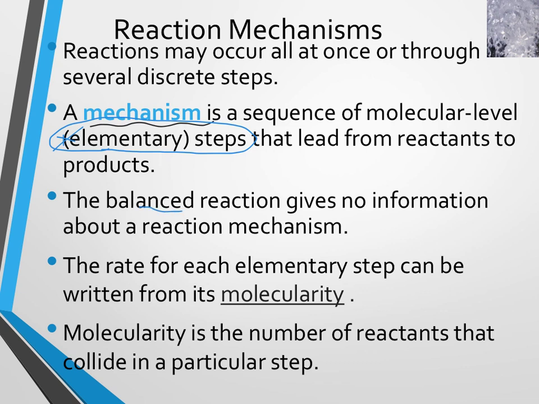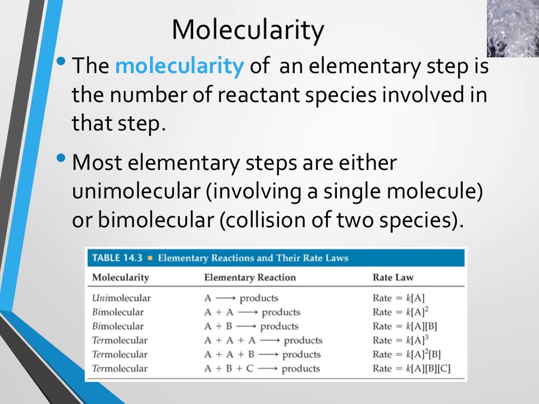And again, the balanced reaction that you're used to dealing with, A plus B gives C, tells you nothing about the mechanism. The nice thing about the elementary steps is each elementary step can give us important information about the rate of a reaction. Molecularity is another vocabulary word, and that tells you how many reactants are involved in one particular elementary step. That'll make more sense as we go on. Let's talk about molecularity first.